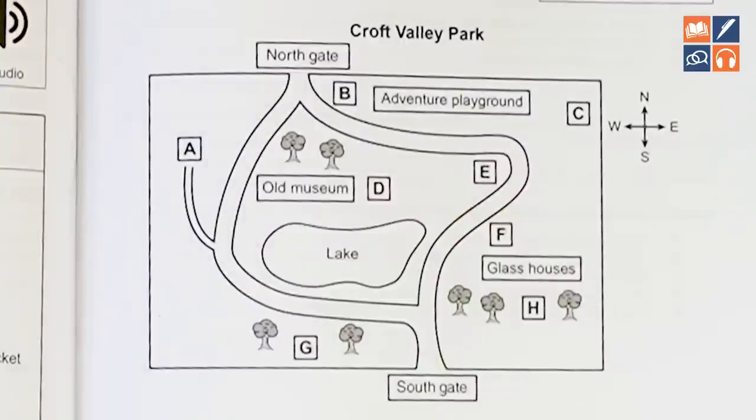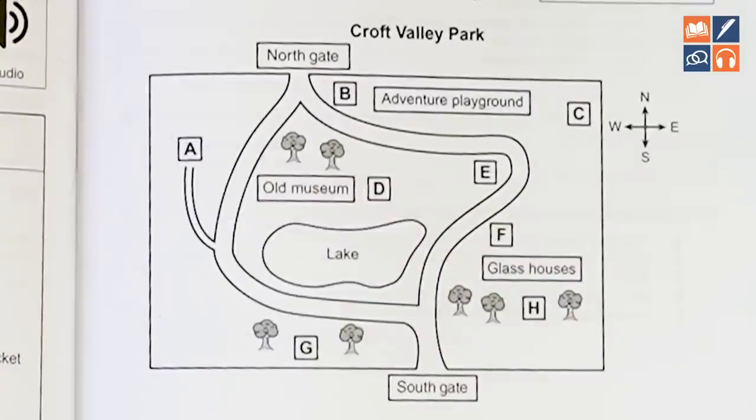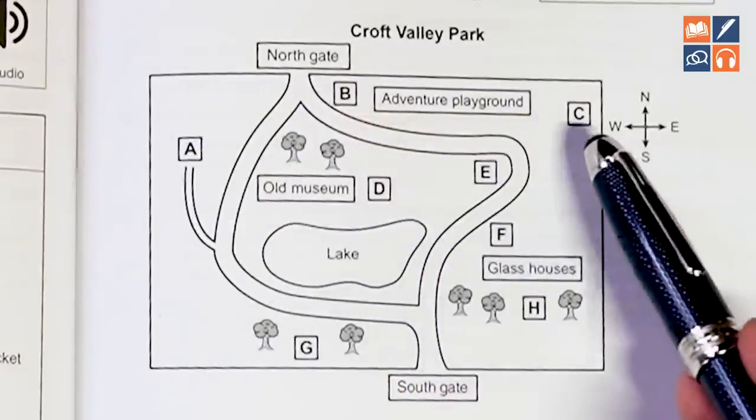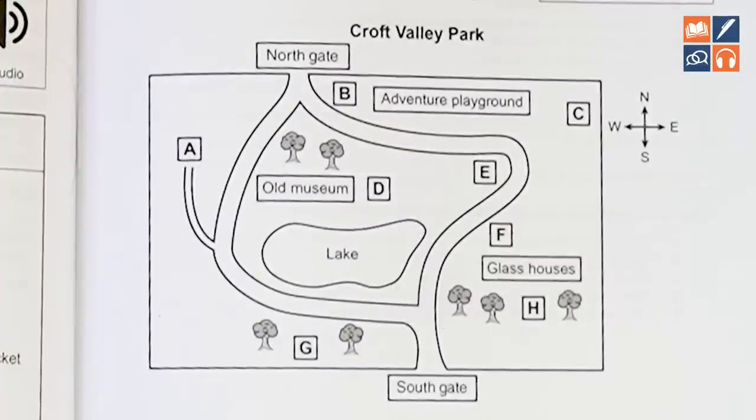So if we're standing at the north gate, it probably will say, if you follow the path to your right. So we're standing here, we move down, and that will get us to A. If you go left, you will see the adventure playground, you'll see the museum in front of you. You want to actually visualize walking around this thing before you even hear it. That is going to make it much easier for you to visualize as you are listening to it.